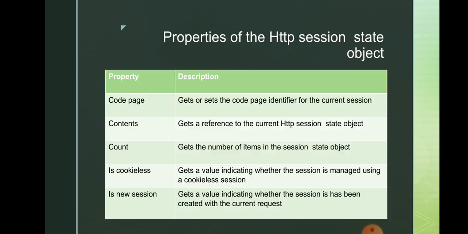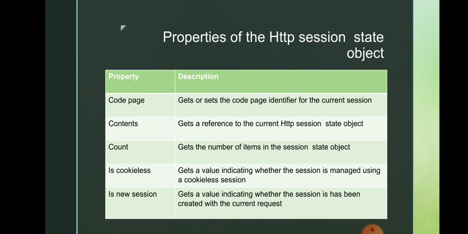Okay. Next, the properties. Some of the properties of the HTTP session state object. The first property is the code page. Code page means gets or sets the code page identifier of the current session. Code page means the code which is behind the page. The code page consists of the various events. It will specify the code page property gets or sets the code page identifier for the current session.